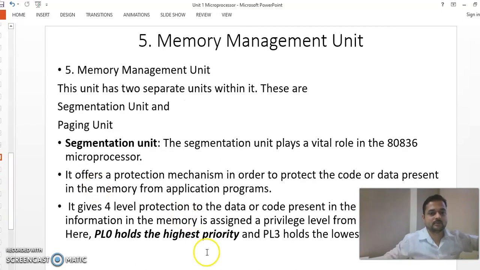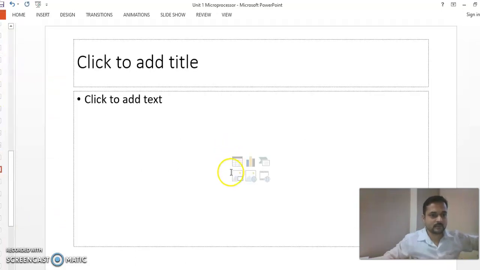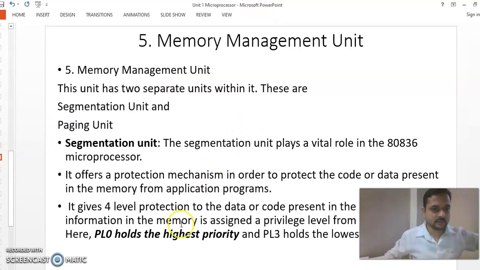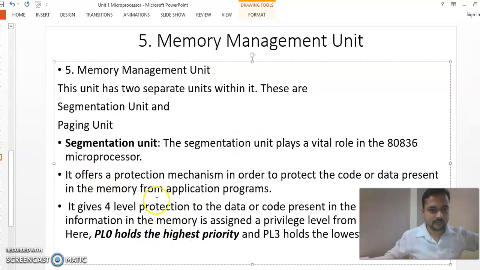Privilege level is one of the concepts. There are 4 privilege levels: privilege level 0, 1, 2, and 3. Privilege level 0 has the highest priority and is highly secure. So just remember what the privilege levels are: level 0 has the highest priority.